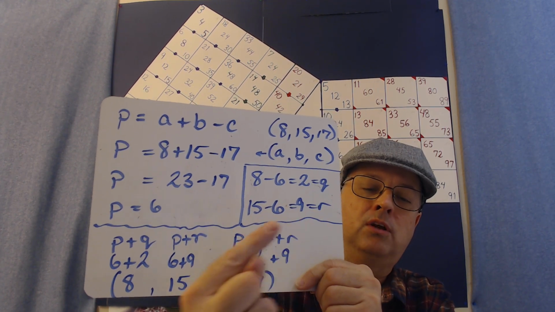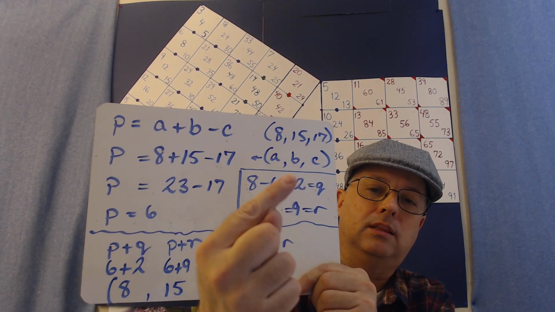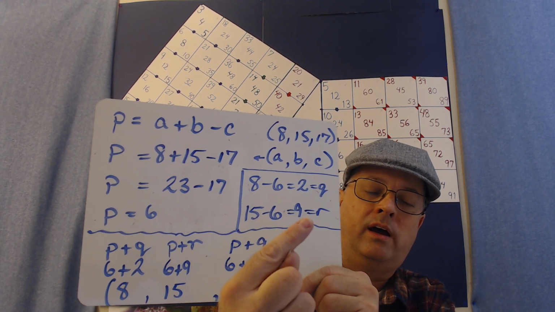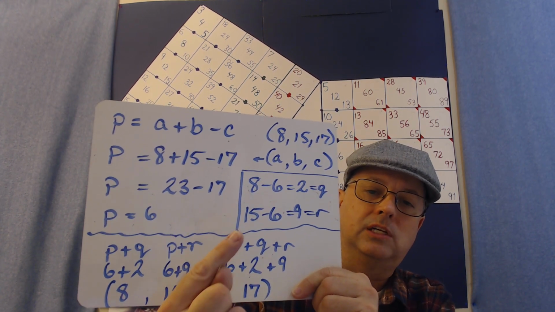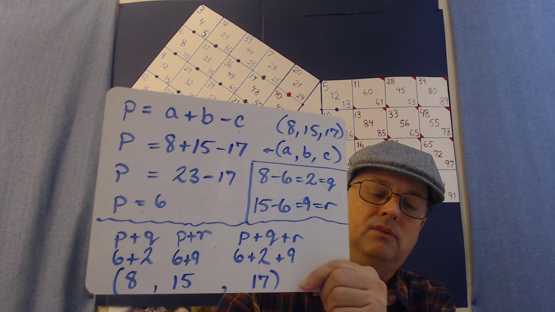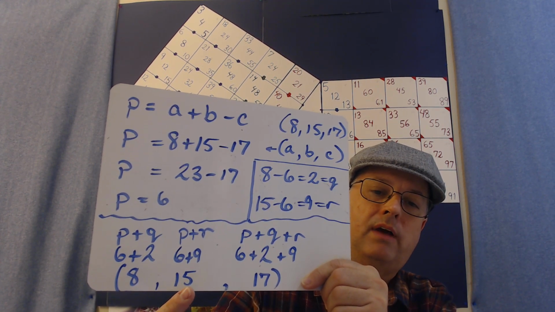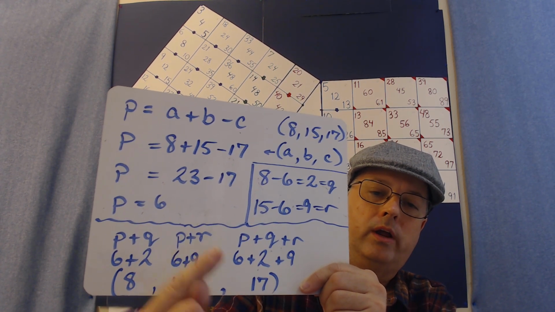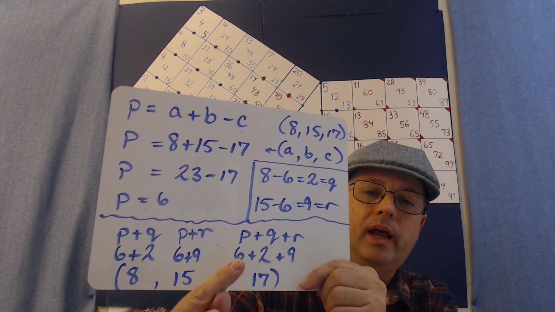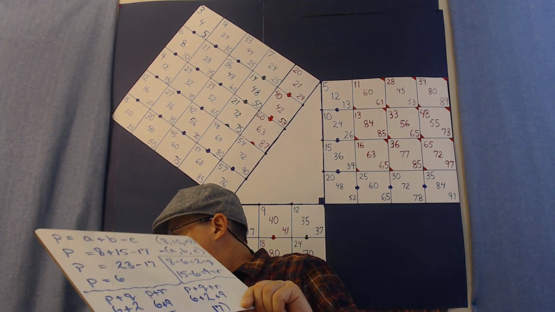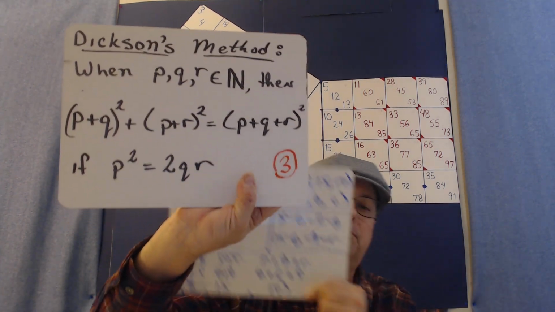And then the R value can be found by taking the B value and subtracting the P value. So 15 minus 6 is 9, and that's going to be our R value. And then since we did 15 minus 6 to get 9, well, then that means 6 plus 9 will be the 15. That will give us the B value. And so B is found by taking the P and adding the R here. And then to get the C value, we say P plus Q plus R. And that's Dickson's method anyway, right? Here it is, Dickson's method, P plus Q.